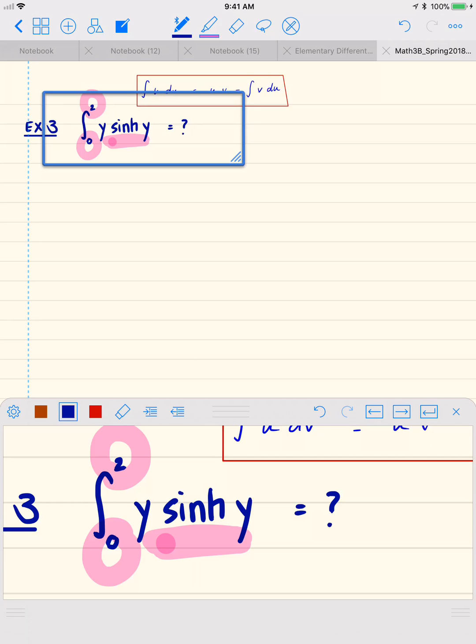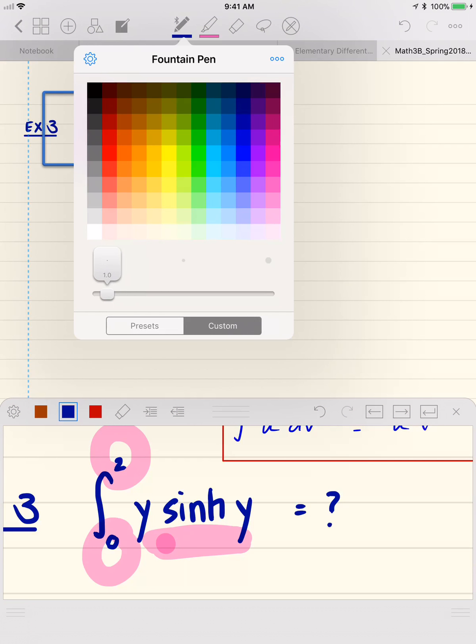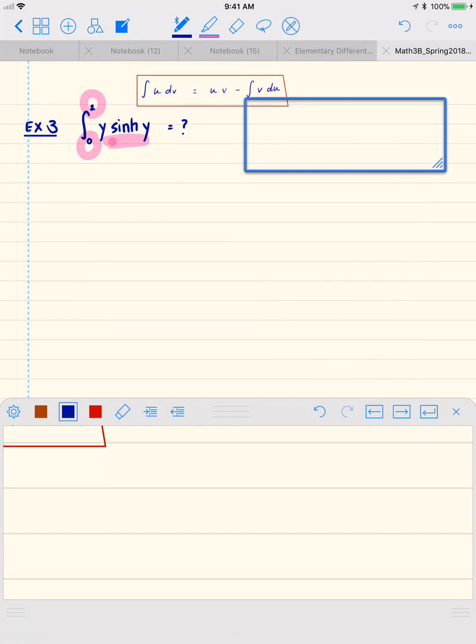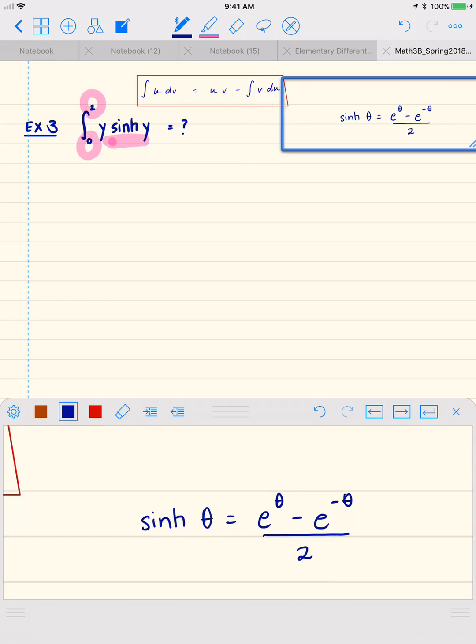Once you know what function cinch is, things actually aren't that bad, okay? So on the side here, I'm going to write down the formula for cinch. Cinch is the function that comes up a lot in engineering. So cinch of theta is equal to e to the theta minus e to the negative theta over 2. Okay, so this is very prevalent. It's called hyperbolic sine. So the H is for hyperbolic, used in building certain types of bridges.